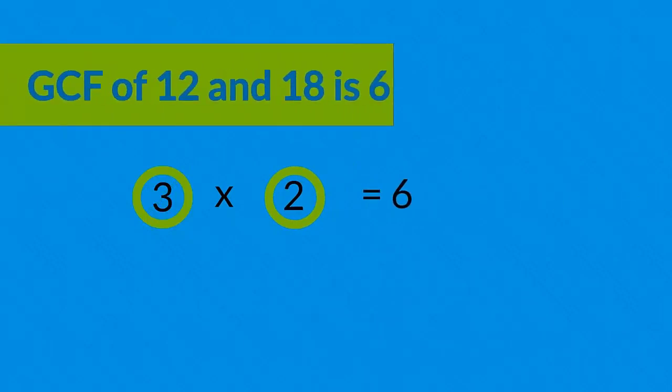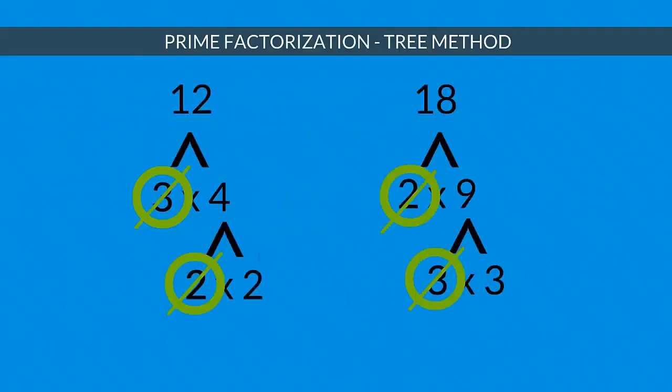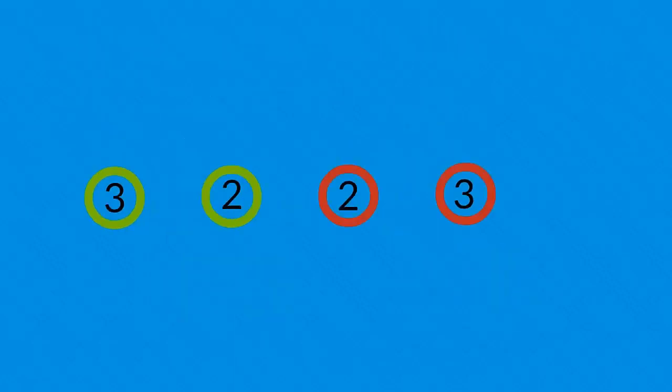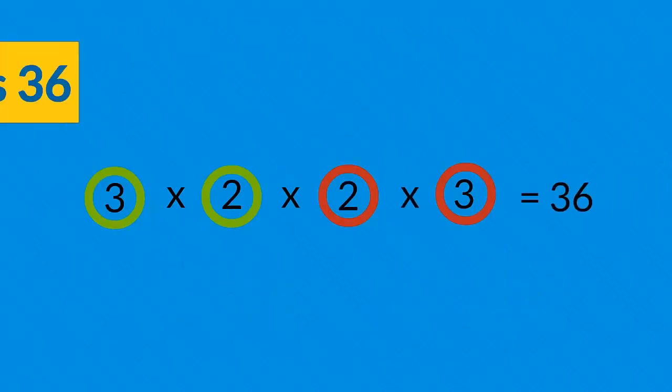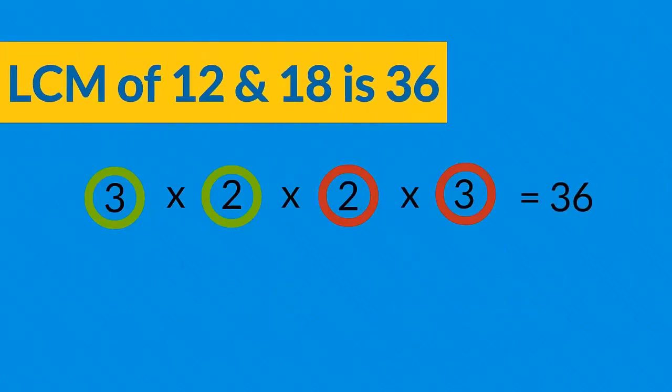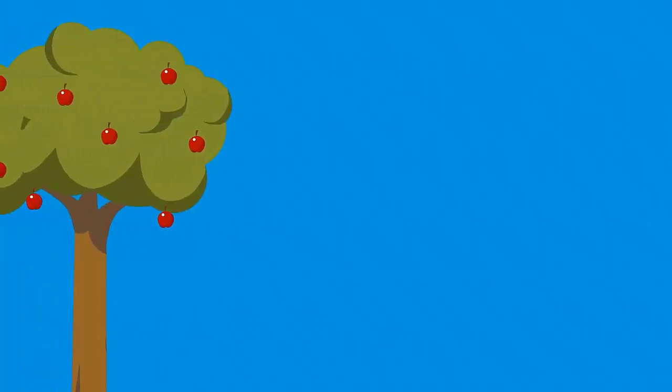We can also use the tree to identify the least common multiple. This is found by listing the greatest common factor and the other factors that are not shared. Multiplied out, we can see that the least common multiple is 2 times 3 times 2 times 3, which is 36. Some students struggle to keep prime factorization trees organized.